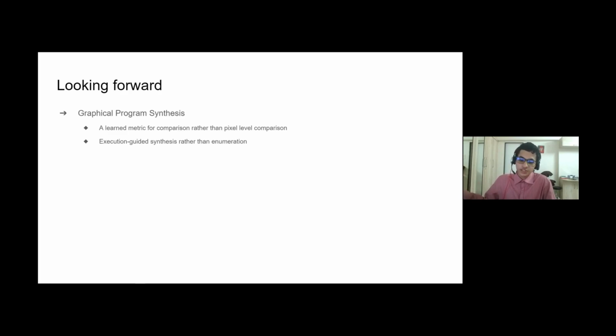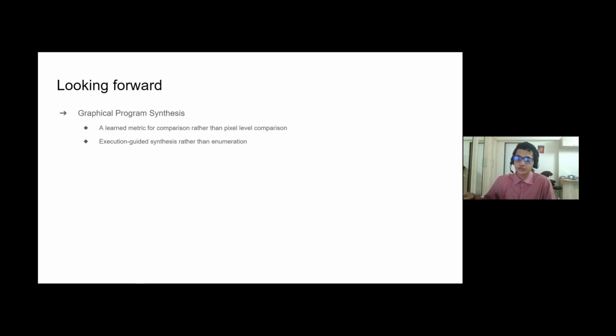So I'll just wrap up with my final slide, since we're running short on time. Looking forward, we see ways to improve the graphical program synthesis phase by using a learned metric for comparison rather than a pixel level comparison, which makes the system really brittle currently.